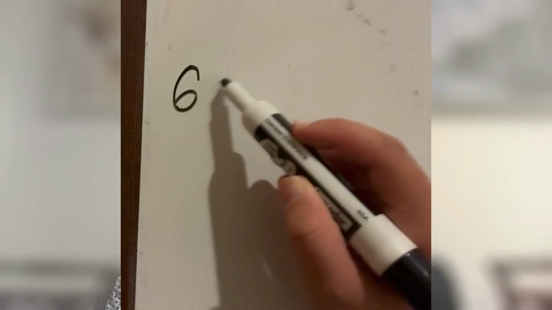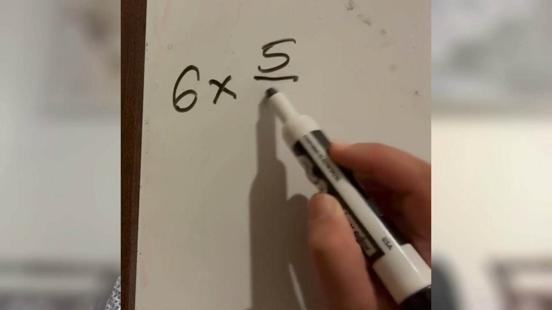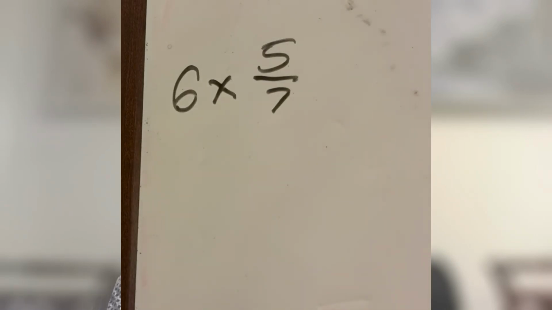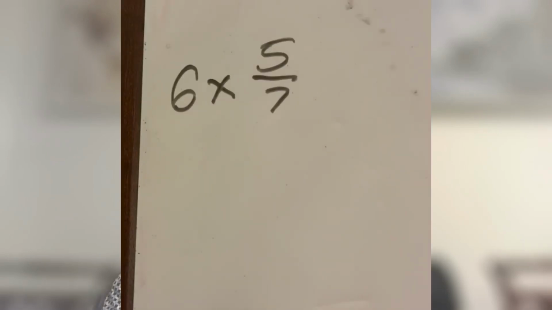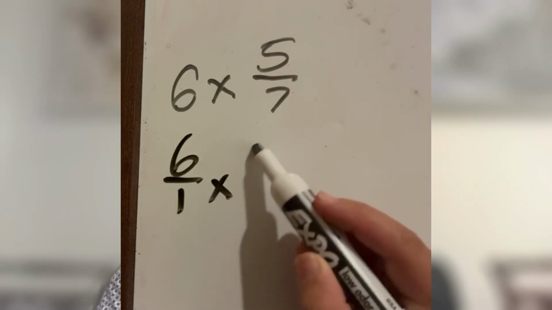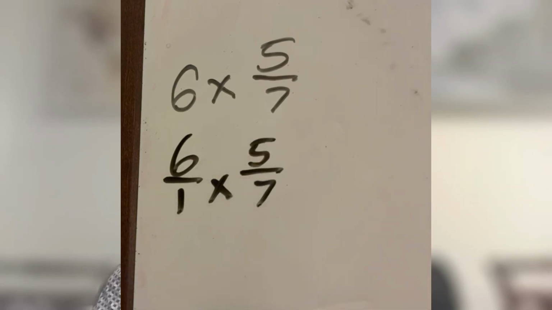Turning to our third problem, we're going to have 6 times 5/7. So we see a whole number. Anytime we see a whole number, we can make it into a fraction by putting the whole number over 1. So that's what we're going to do. We're going to put 6 over 1, and we're going to multiply that by 5/7.